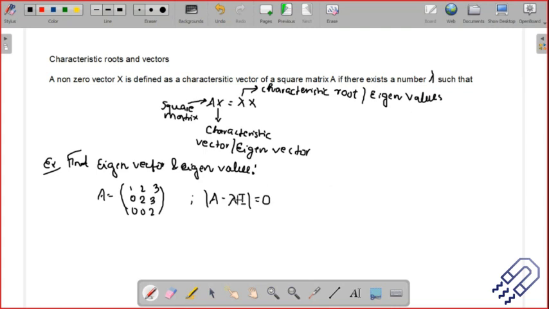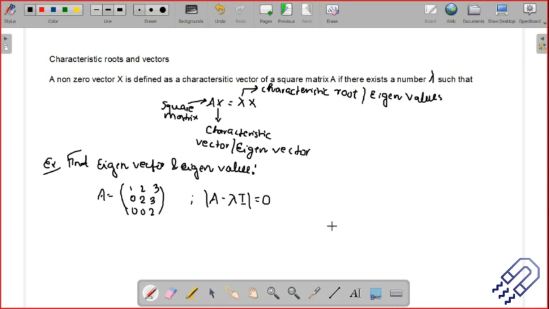The aim is to actually find out the eigenvalue in this particular case. If you take the determinant of this, you can solve it and find out the value of lambda. It's a 3 by 3 matrix, so you are going to get 3 values of lambda, and those will represent the eigenvalues. Once you get the eigenvalues, you can find out the eigenvectors.